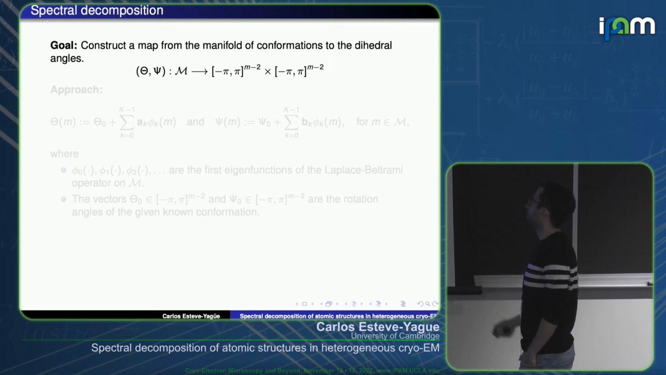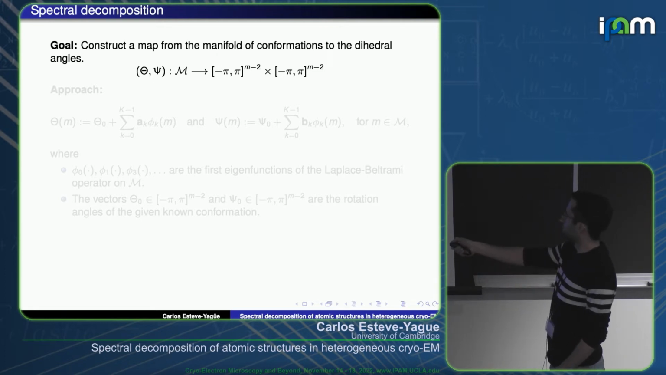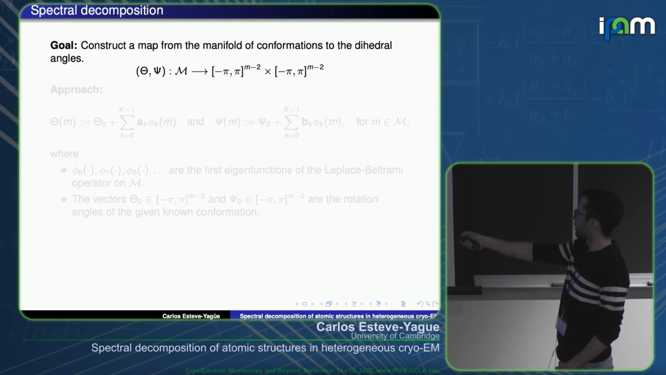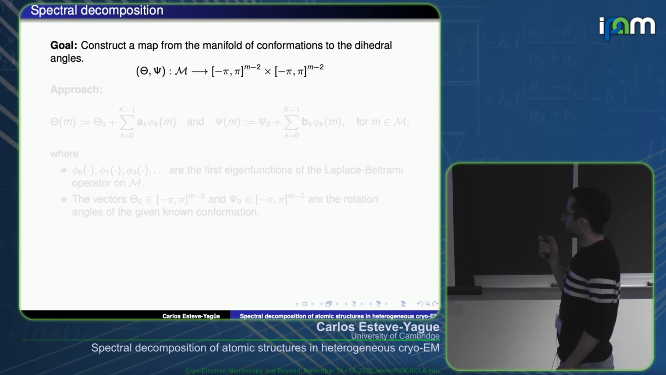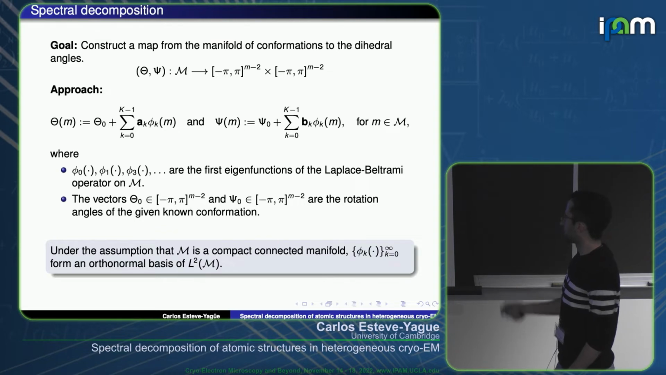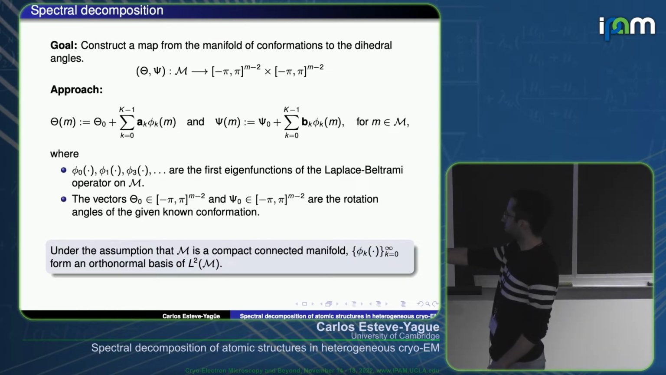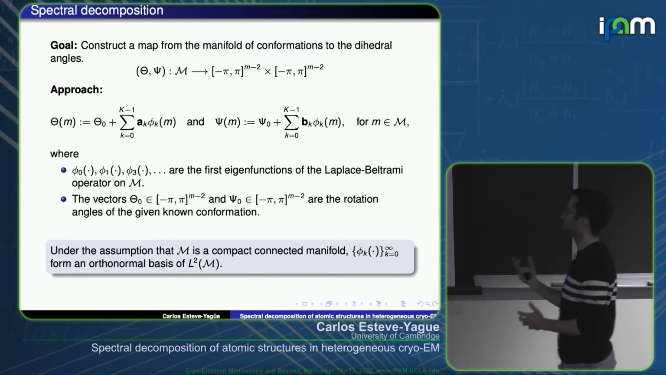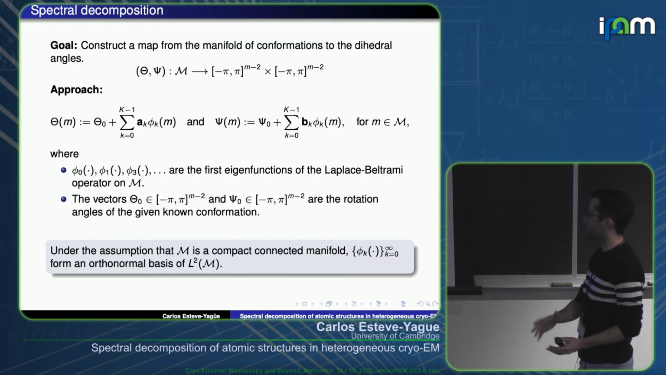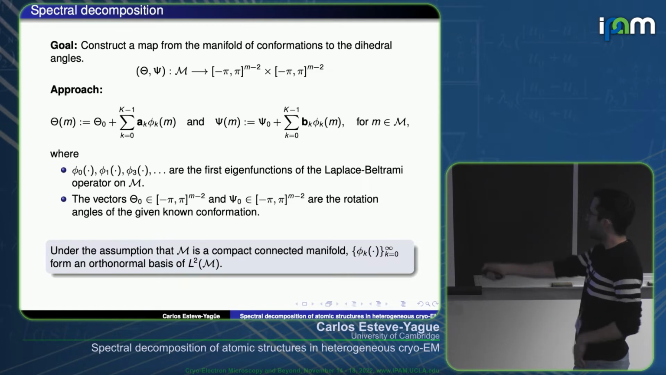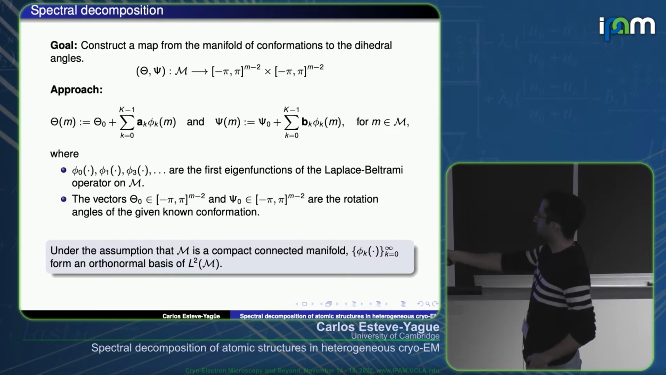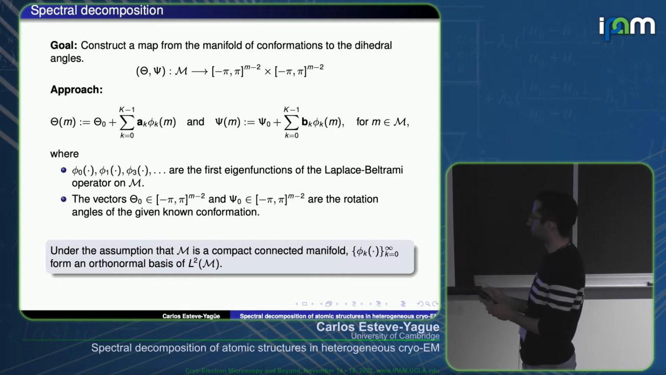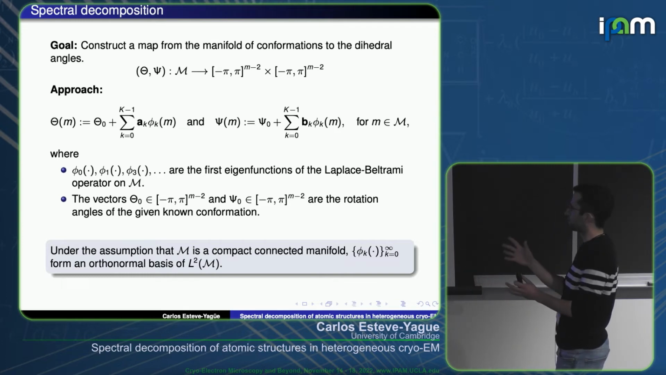So at the end, the goal is to construct a map from the manifold of conformations to the sequences of Euler angles. And this is the approach that we are going to use. Here it's very important that we use this sequence of Euler angles which are obtained from the reference, or from the given conformation, which is an atomic model. We can compute the Euler angles, and then we want to determine the perturbation of these Euler angles for every deformed structure in the data set.